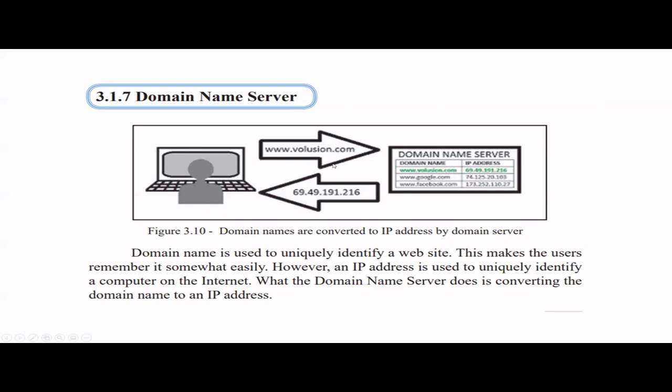If we have the domain name, google.com, it's very easy to remember. Because the domain name is very human friendly, it helps to identify a website easily. When we type the domain name, we need to convert it to the IP address. This conversion is done by the domain name server, DNS.